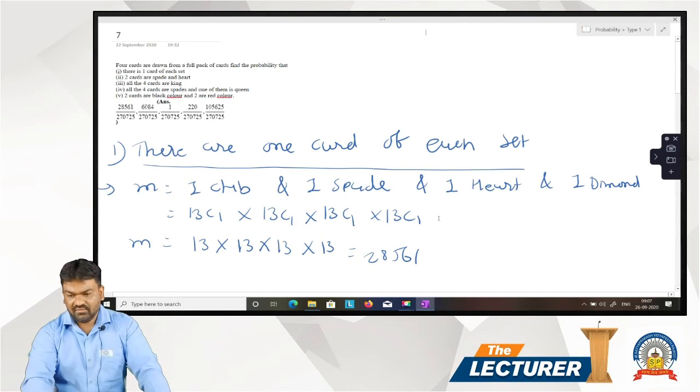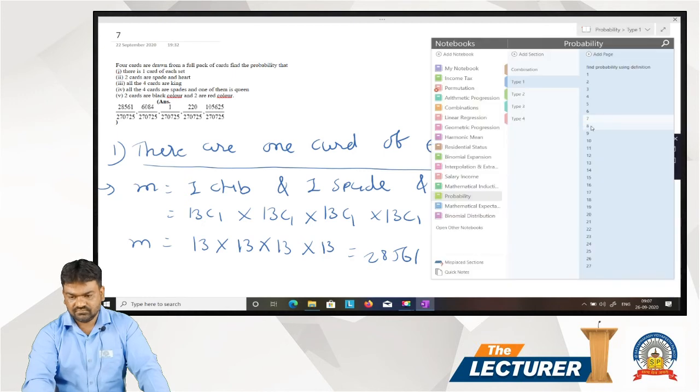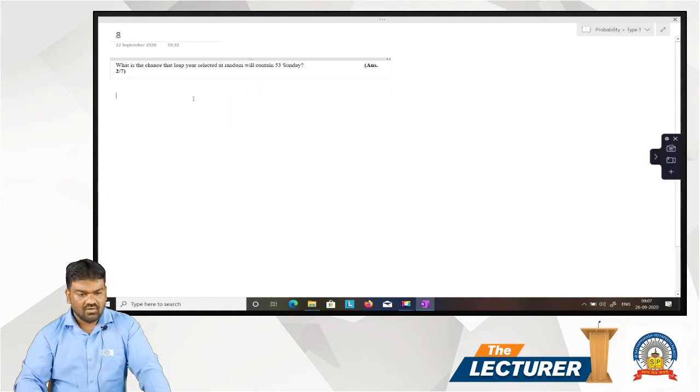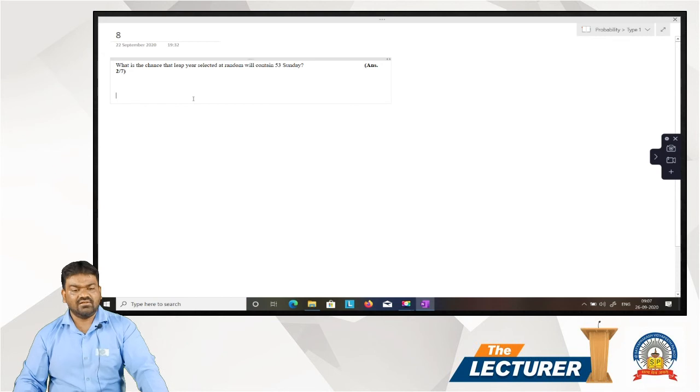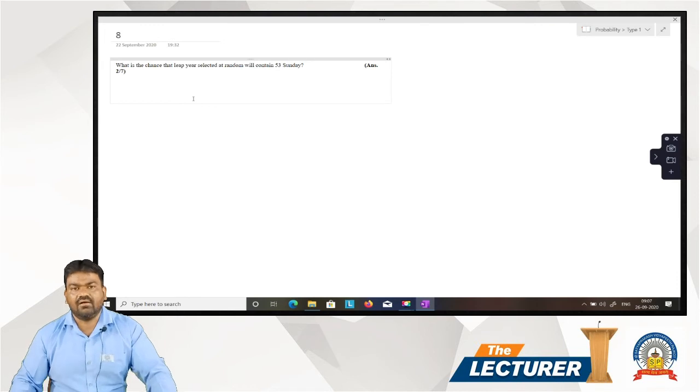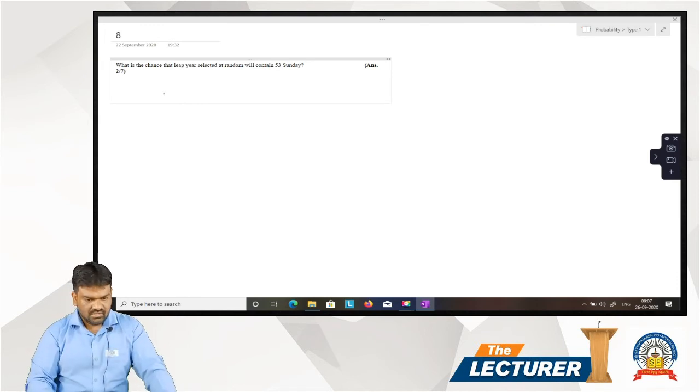Next example, example number 8. What is the chance that a leap year selected at random will contain 53 Sundays?